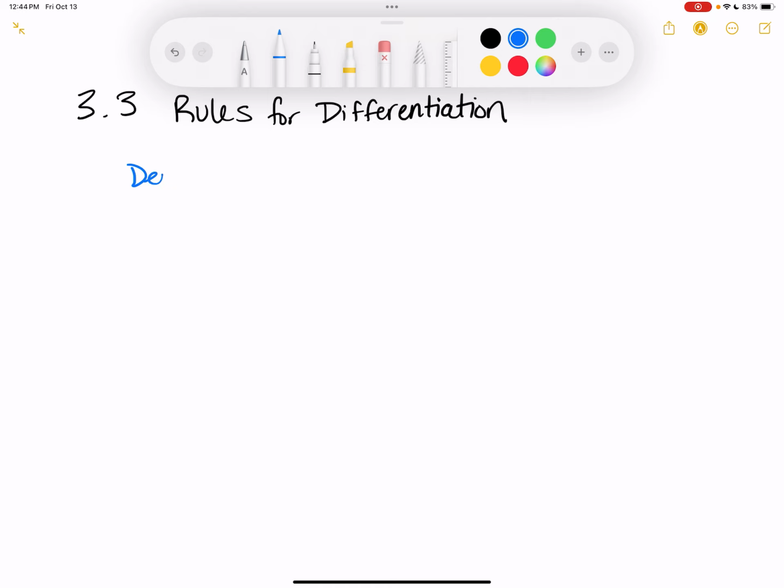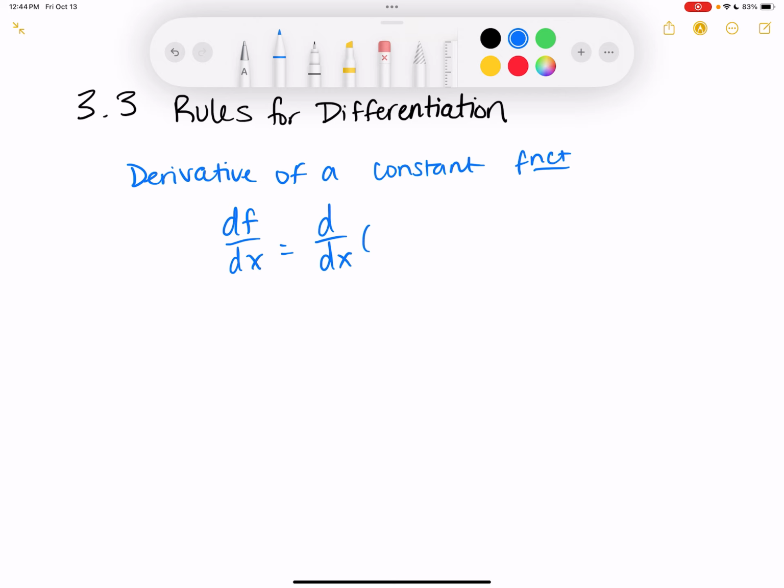So the derivative of a constant function, df dx, is equal to d dx of c, where c is just a constant, and that's equal to 0. So the derivative of any number, positive, negative, irrational, whatever, is 0. So, what is the derivative of 5? 0. What's the derivative of e? 0. Good. Thank you for realizing that e is a number.